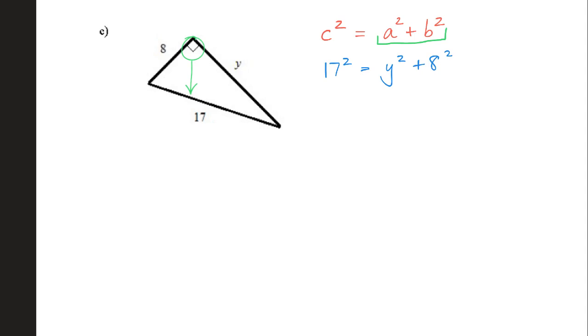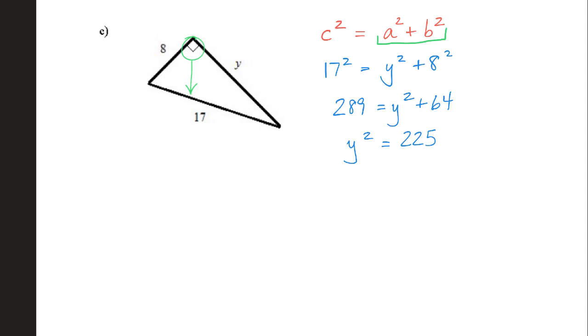So we need to simplify what 17 squared is, and we're good that that is 289. And we're good on our 8 squared, there's a 64. Okay, let's get our y squared all by itself. And so to do that, I have to get rid of a plus 64, which means I'm going to minus 64, and there is 225.